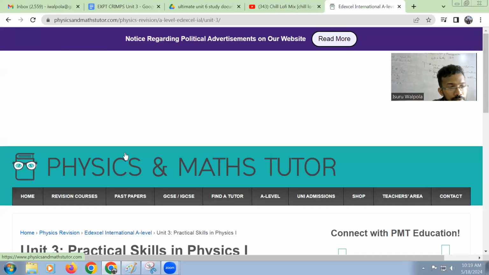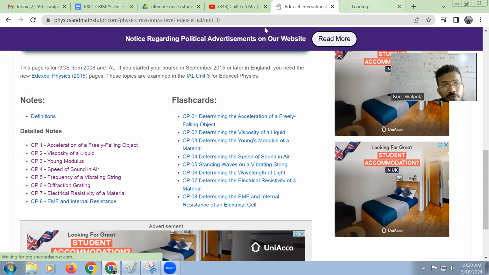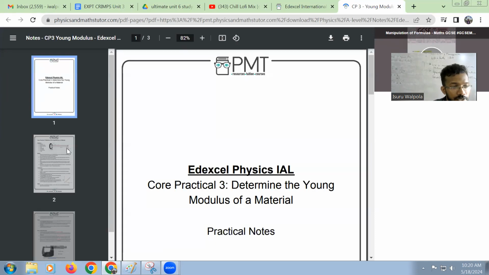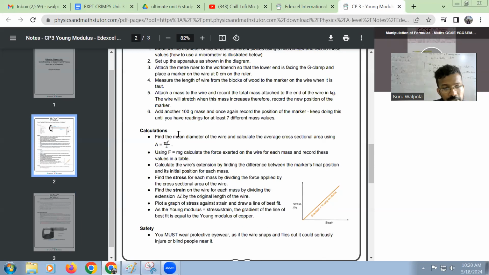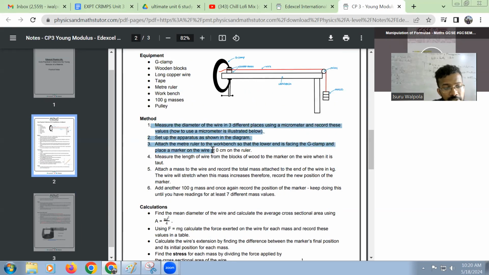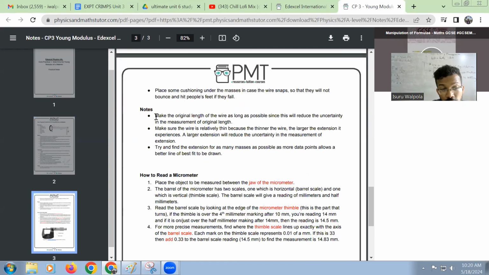Here you have all the experiments, and what I have summarized there, if you are not so familiar with that experiment, you need to go through the full version and read it through. It's very short, 2 or 3 pages at most per experiment. That covers the method, the calculations, safety. And under notes, these are the precautions. This is where the Physics and Maths Tutor people put the precautions.